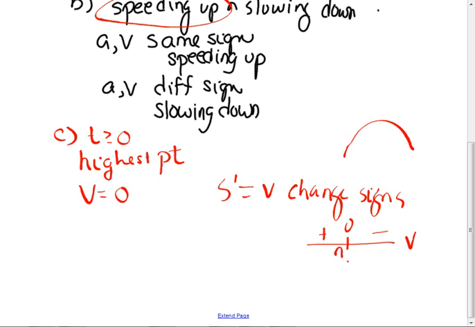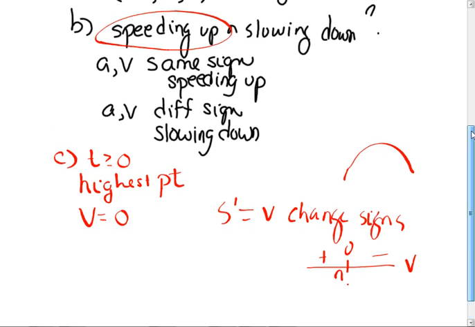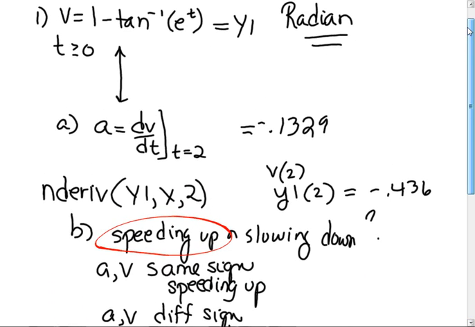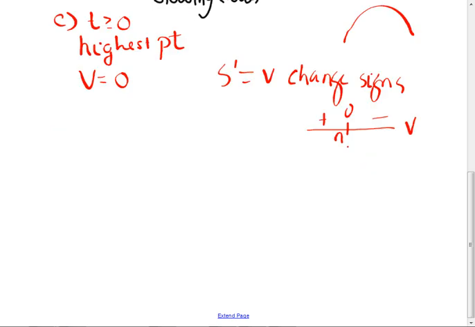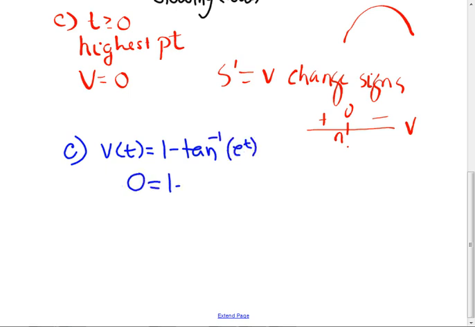Okay, so all I have to do is what? And this is a graphing calculator problem. Set my velocity equal to 0. We could do it algebraically, but we don't have to. So I'm not going to. Whatever works the best for you. So V of t equals 1 minus inverse tangent. Don't forget the inverse part of it. So 0 equals this.